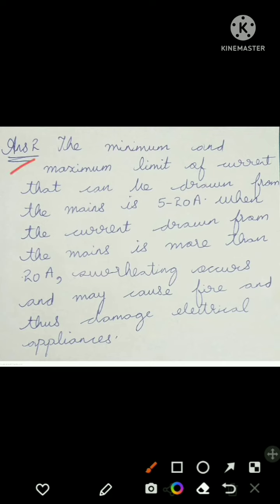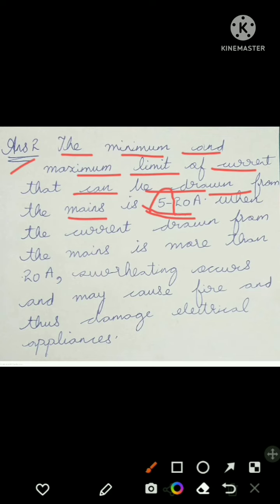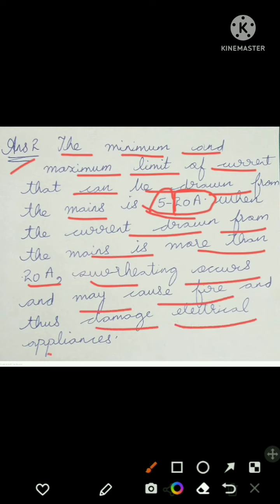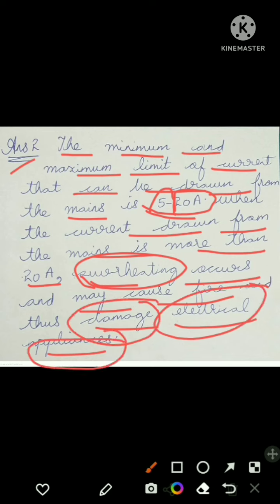Guess and write why overload of electric current causes damage to electrical appliances. So what is the answer for this? The minimum and maximum limit of current that can be drawn from the mains is 5 to 20 amperes. When the current drawn from the mains is more than 20 amperes, overheating occurs and may cause fire and thus damage electrical appliances. Here the minimum limit is 5 amperes and the maximum limit is 20 amperes, and because of overheating, electrical appliances may be damaged when the current exceeds 20 amperes.